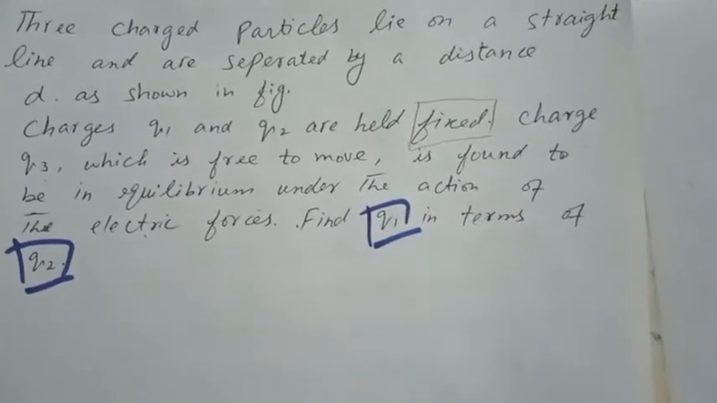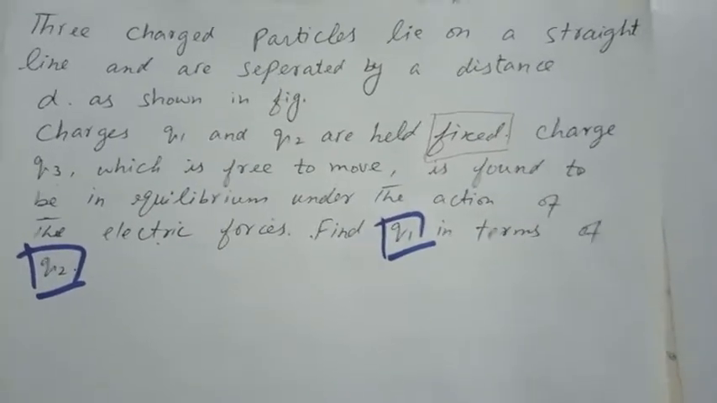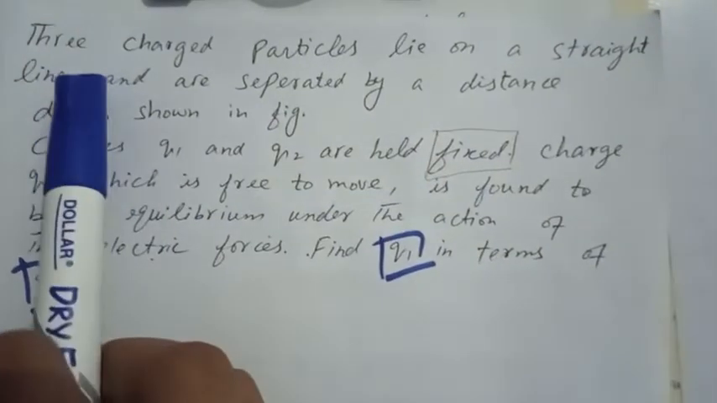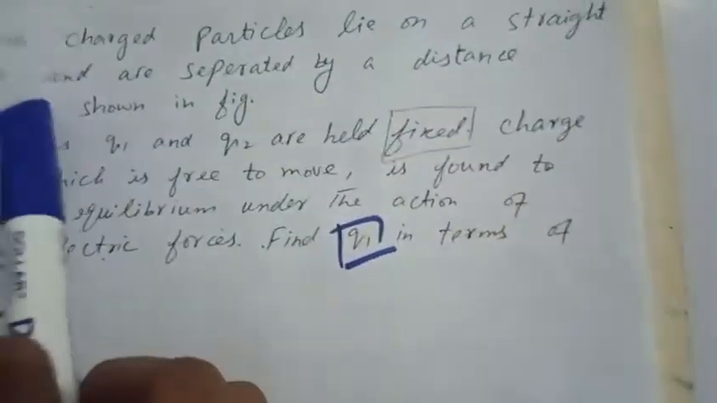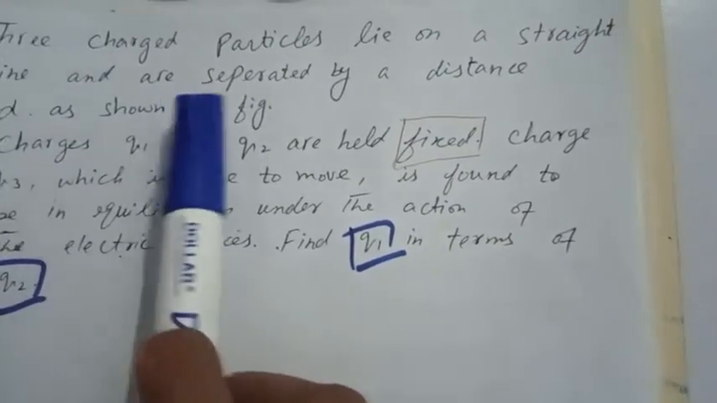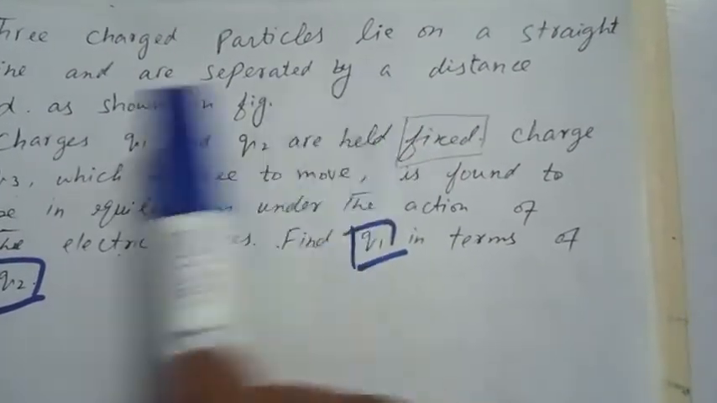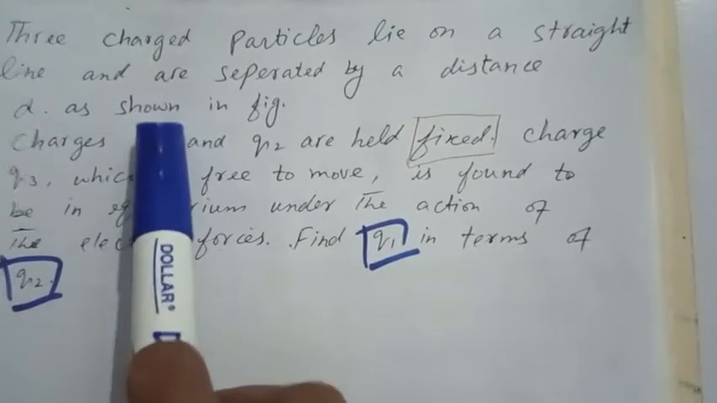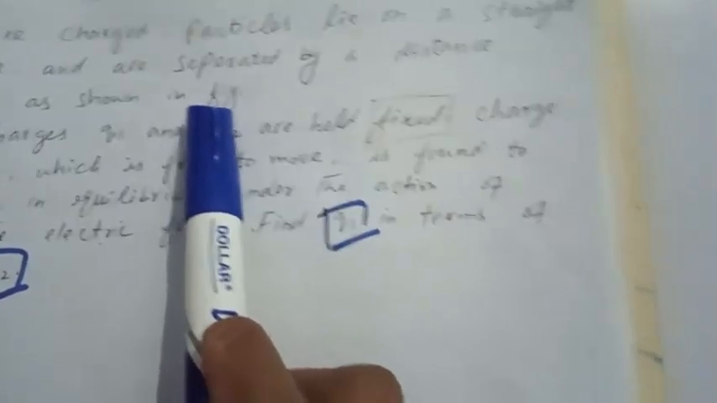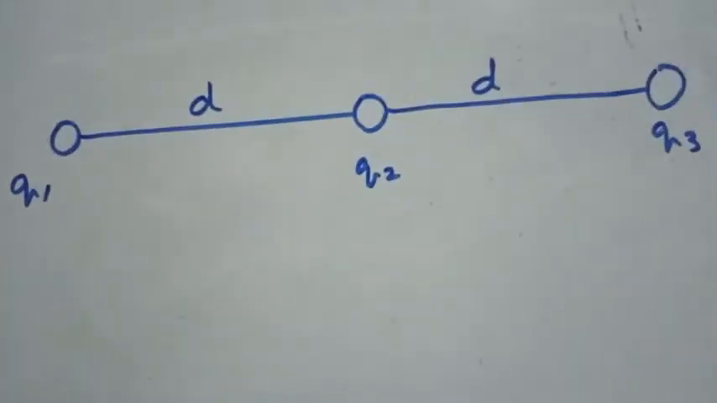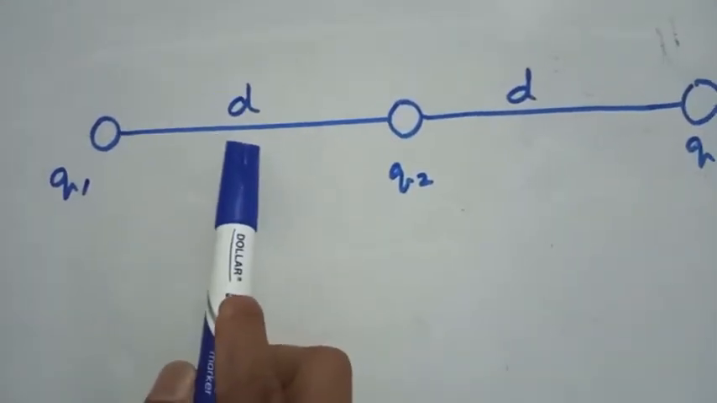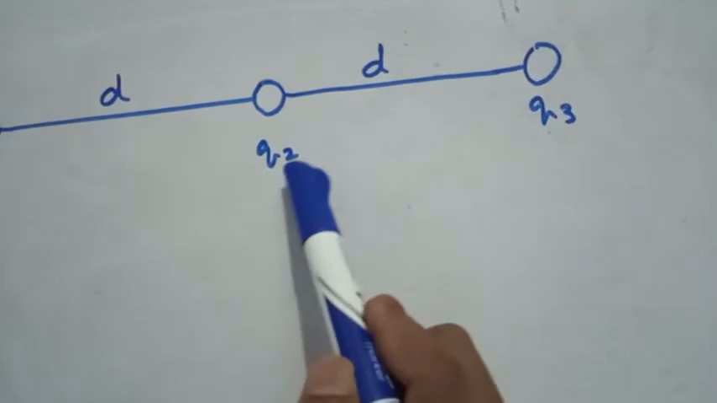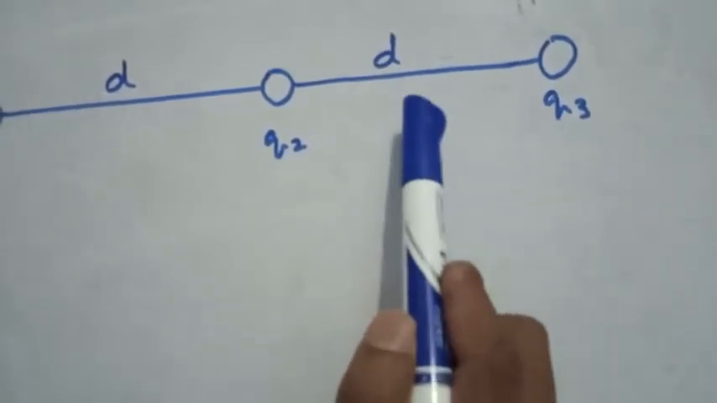The numerical that we are going to solve has the statement: three charged particles lie on a straight line and are separated by a distance d as shown in the figure. This is the given figure. Charges q1 and q2 are separated by distance d, and q2 and q3 are separated by distance d.